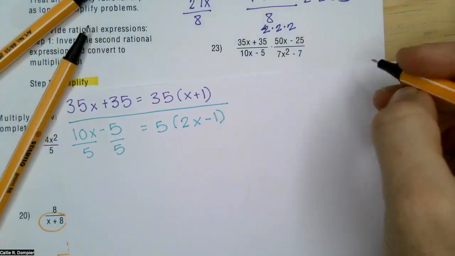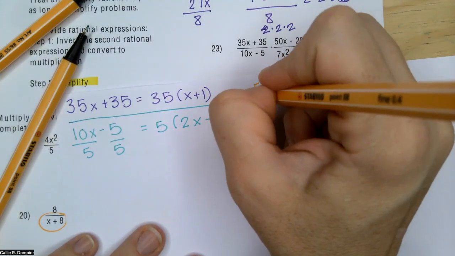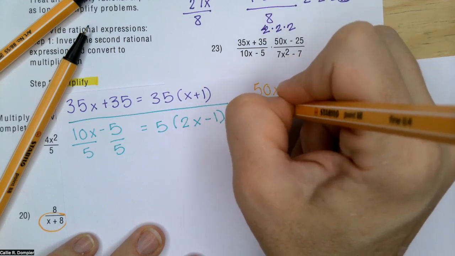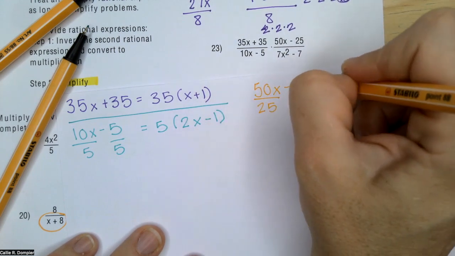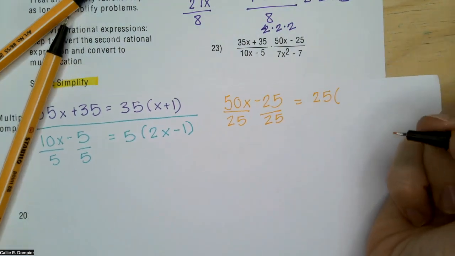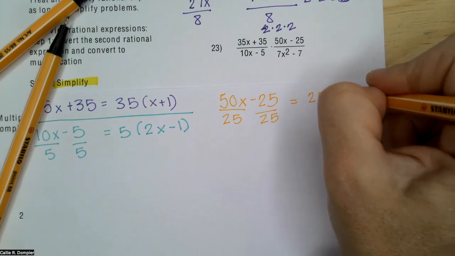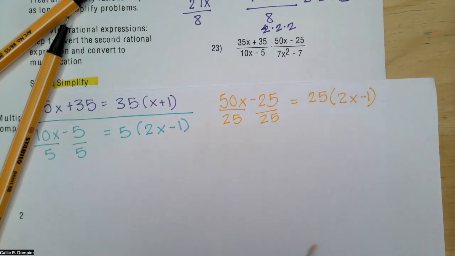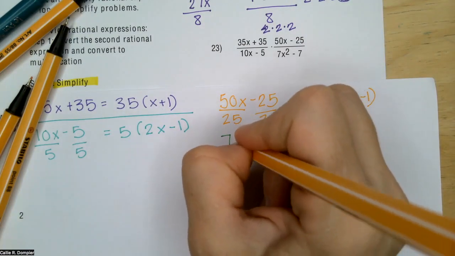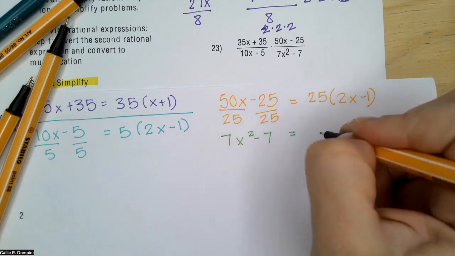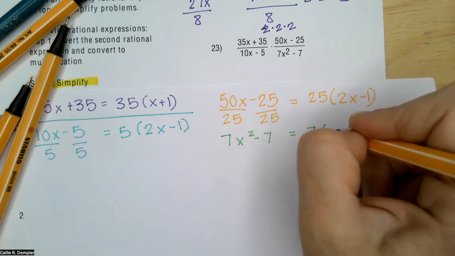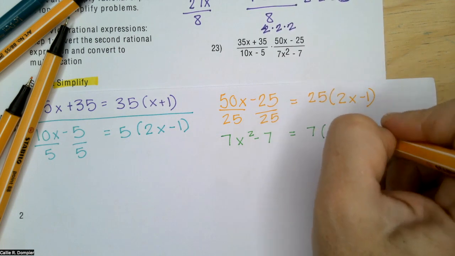Other side, we have 50x minus 25. I can divide both of those by 25. And that becomes 25 times 2x minus 1. And then on the bottom, we have 7x squared minus 7. Divide them both by 7, right? And we get x squared minus 1.